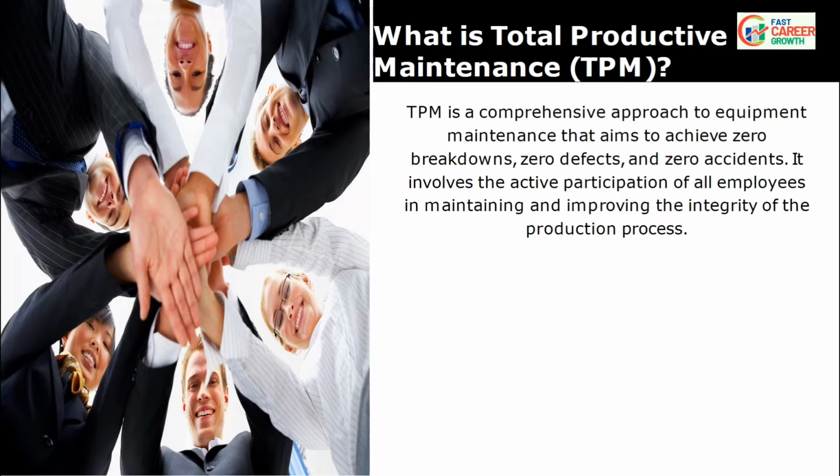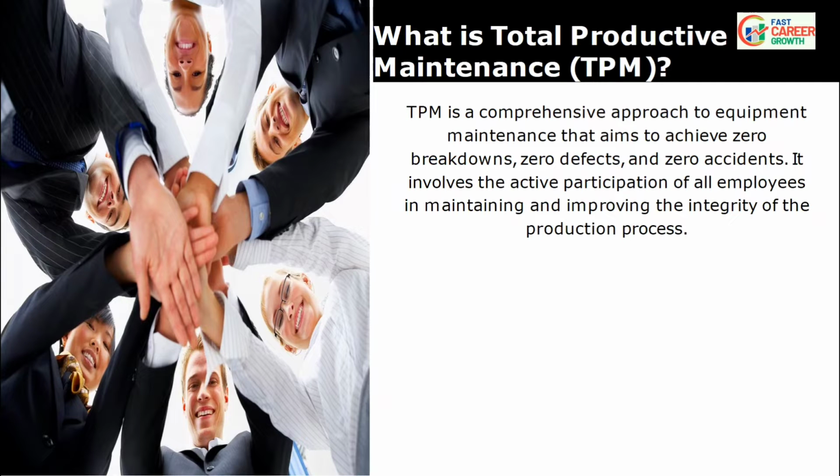At its core, TPM is a comprehensive approach to equipment maintenance that aims to achieve zero breakdowns, zero defects, and zero accidents. It involves the active participation of all employees in maintaining and improving the integrity of the production process. TPM has its roots in Japan, particularly within the Toyota Production System, TPS.